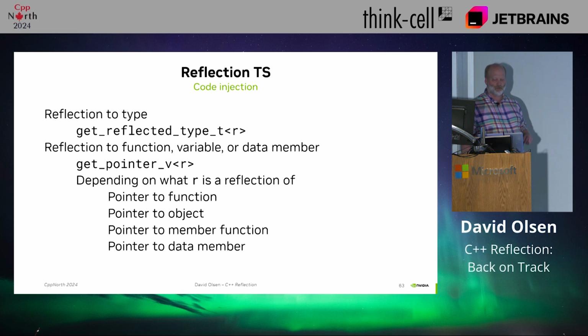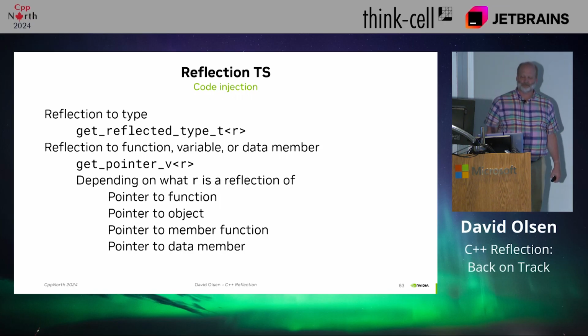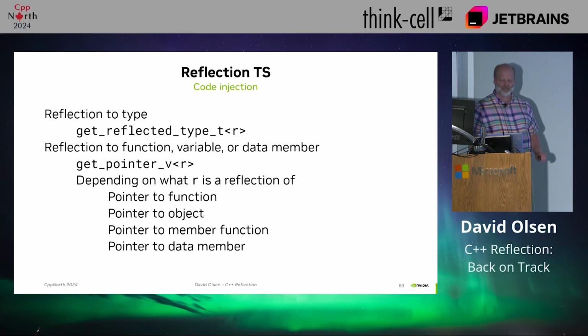Getting from the reflection world back to the code world was done with more template metafunctions. To get the type from the reflection of that type, use get_reflected_type. If the reflection value represented a function, member function, variable with static storage duration, or a non-static data member, then get_pointer could be used to get a compile time pointer to the thing.